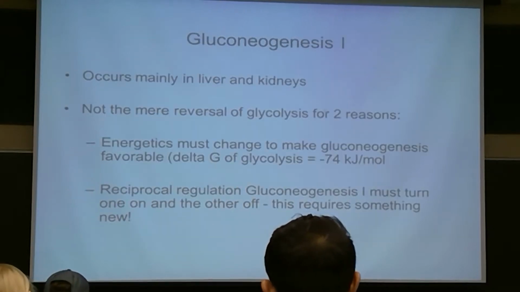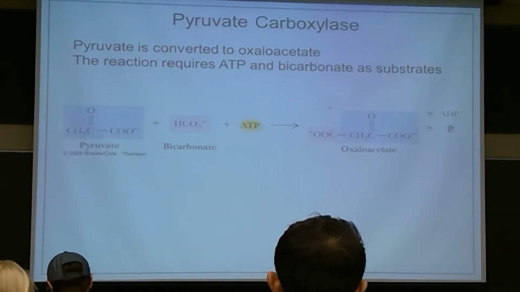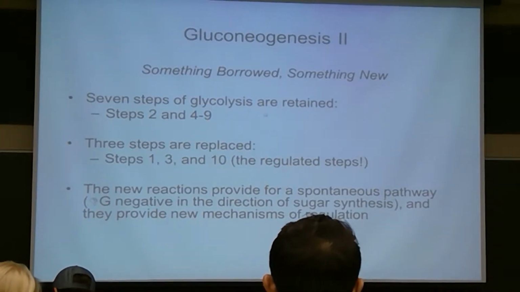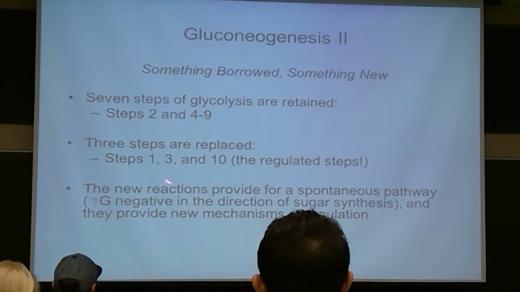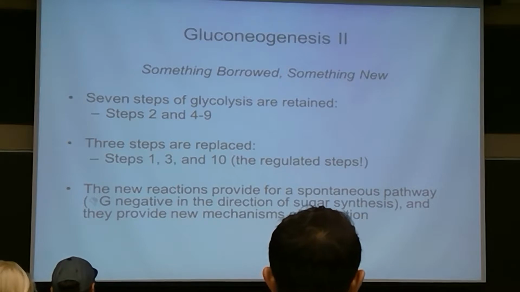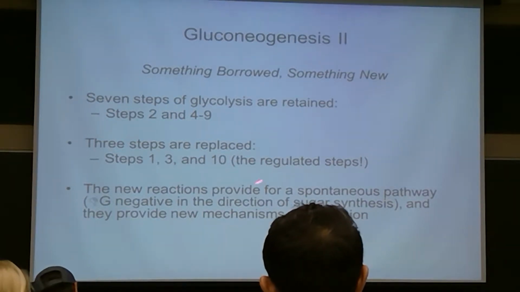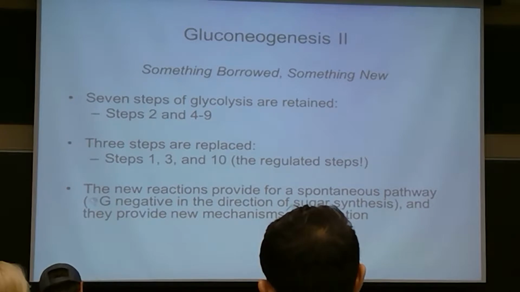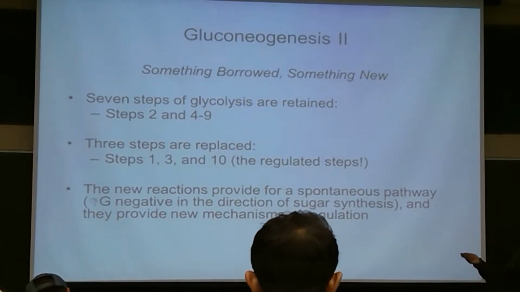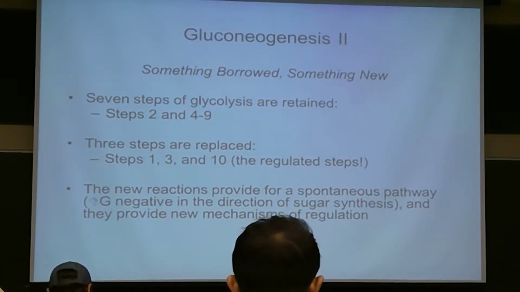Okay, so let's go. We discussed the chemical reactions. Steps 1, 3 and 10 are regulated steps. Step 1 is pyruvate carboxylase, correct? The first one is pyruvate carboxylase that's regulated, and then the phosphatase, glucose 6-phosphate to glucose, correct? So you have a phosphatase also here as a regulated step.